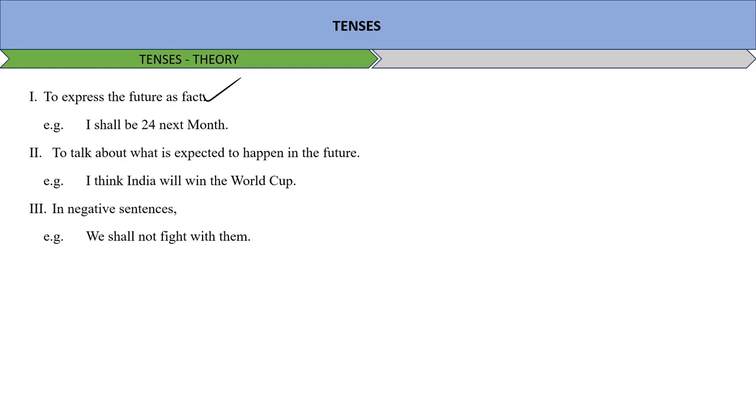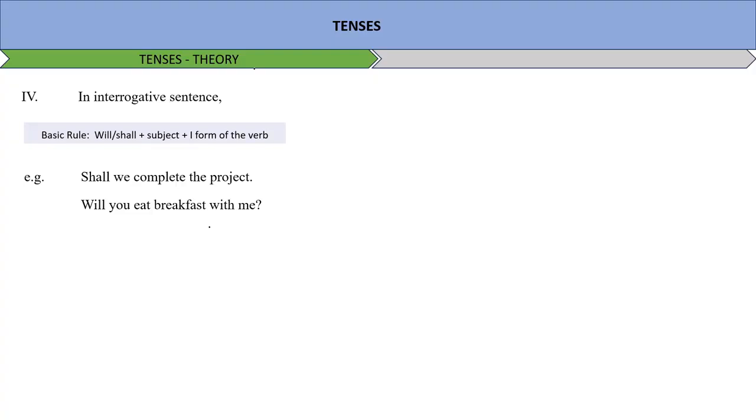It is used in interrogative sentences, and the rule says that will or shall will have the subject and the first form of verb, be it singular or plural. You see, shall we complete the project? Will you eat breakfast with me? So for second person or based on the subject, we will always use first form of verb here.